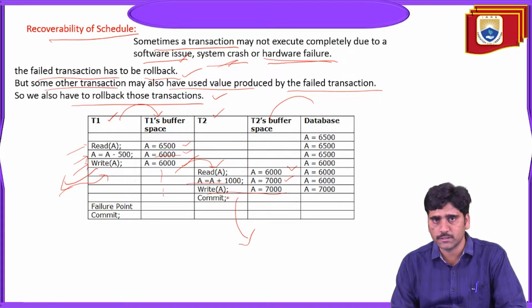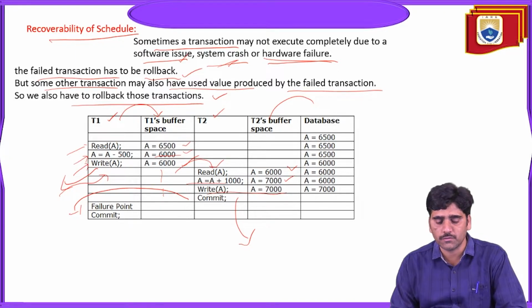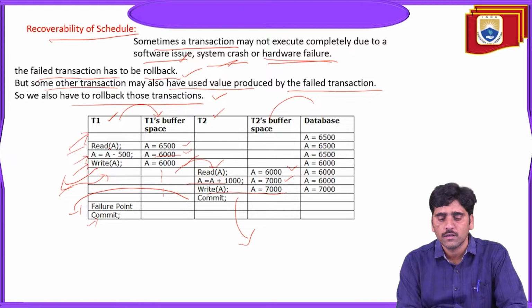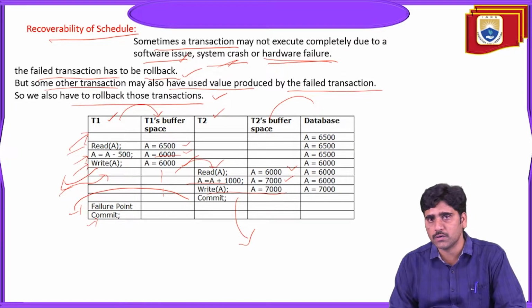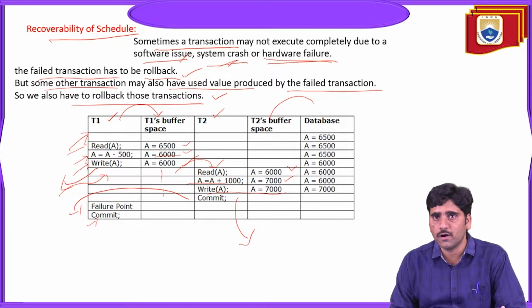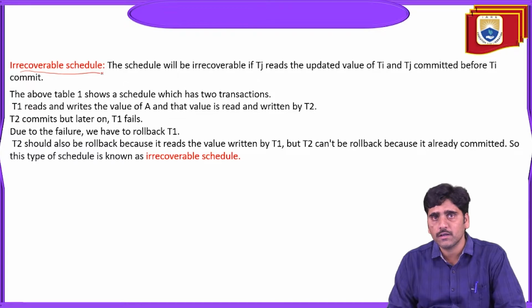After transaction 2 commits, the failure occurs at transaction 1. After the failure, you are going to commit the transaction. At that moment, we cannot recover transaction 1, because transaction 2 has already committed before transaction 1 committed. So transaction 1 cannot be recovered. That is nothing but an irrecoverable schedule.